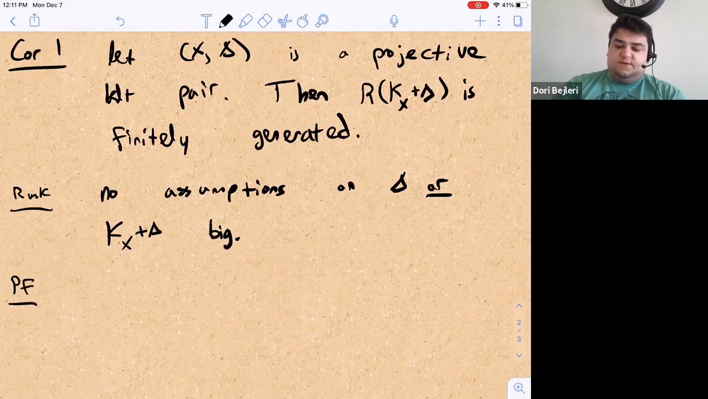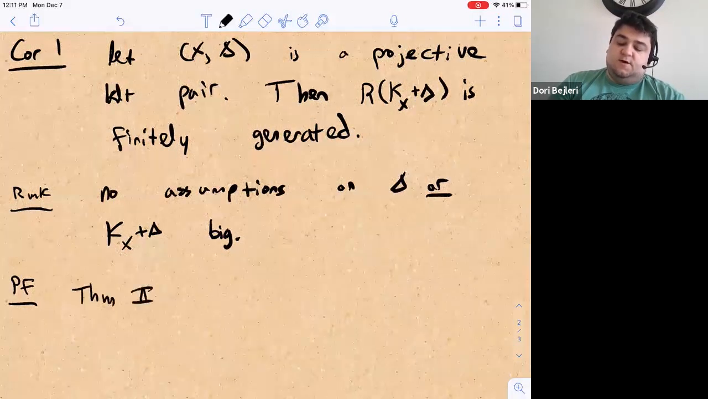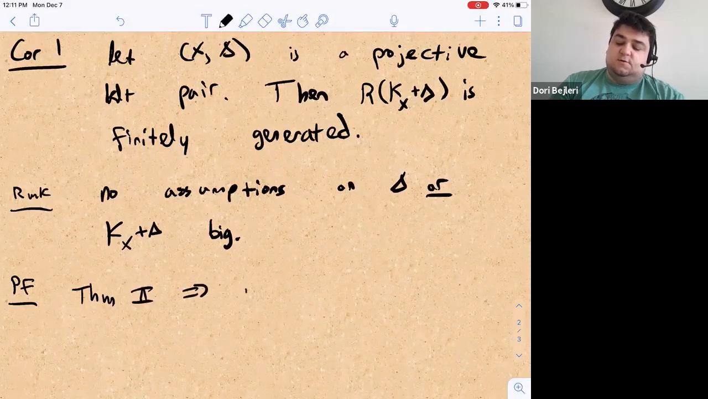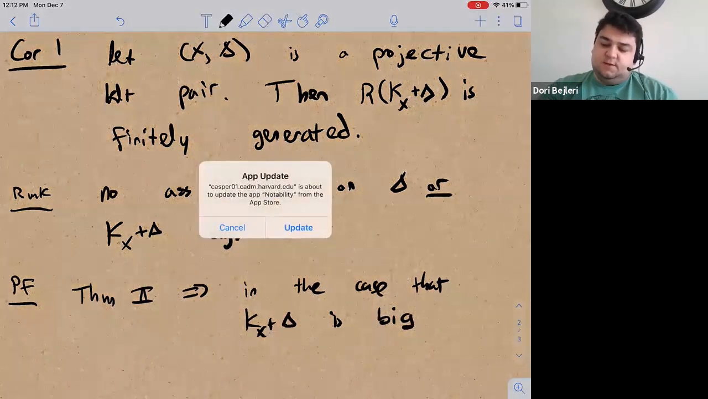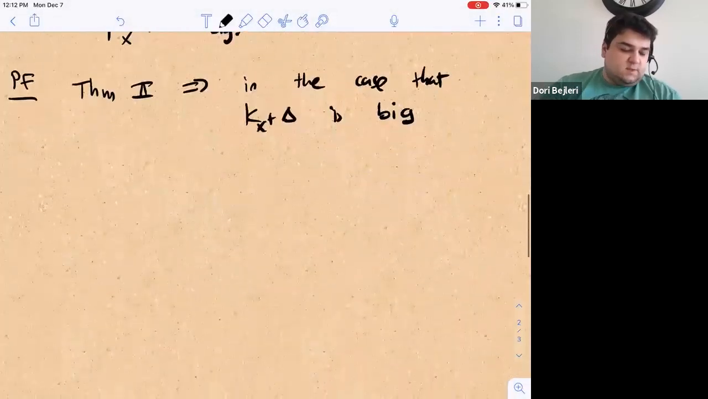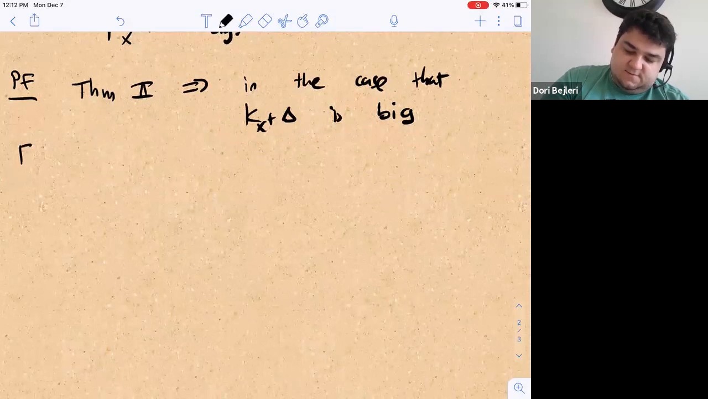Okay, but the proof of this, essentially this is a theorem of Fujino and Mori that the log general type case implies this case. So the proof is basically that theorem 2 above implies this in the case that K_X + Δ is big. And now we want to reduce the general case to the case where K_X + Δ is big. And so the idea is, again, an idea of Fujino and Mori.